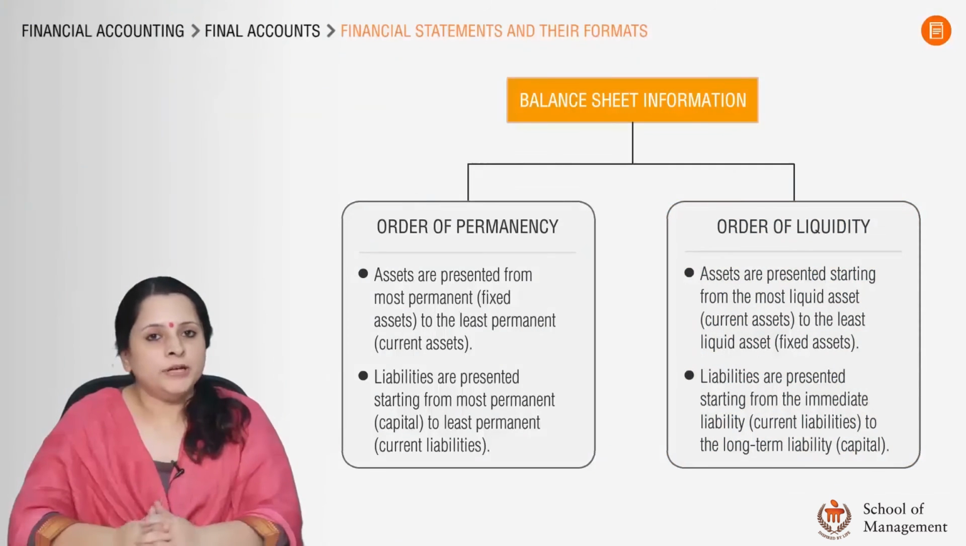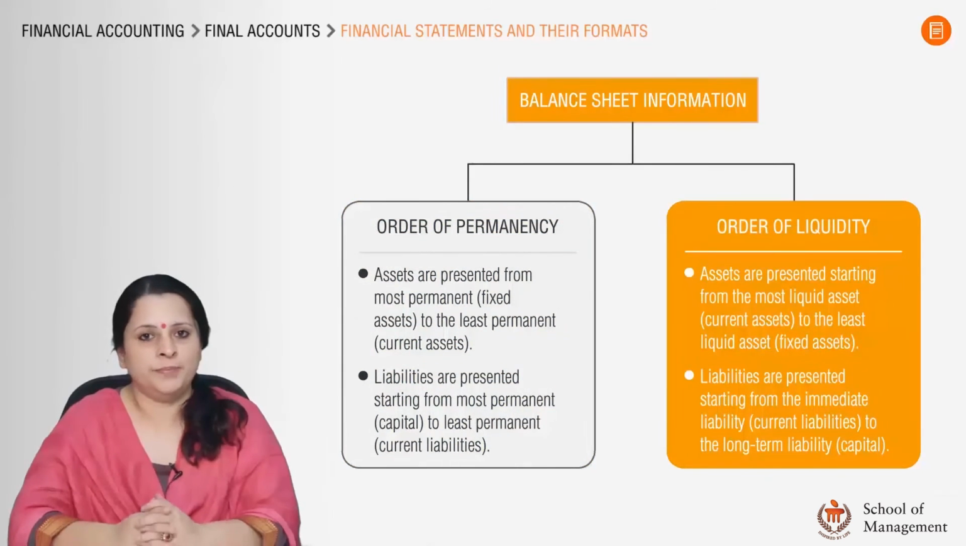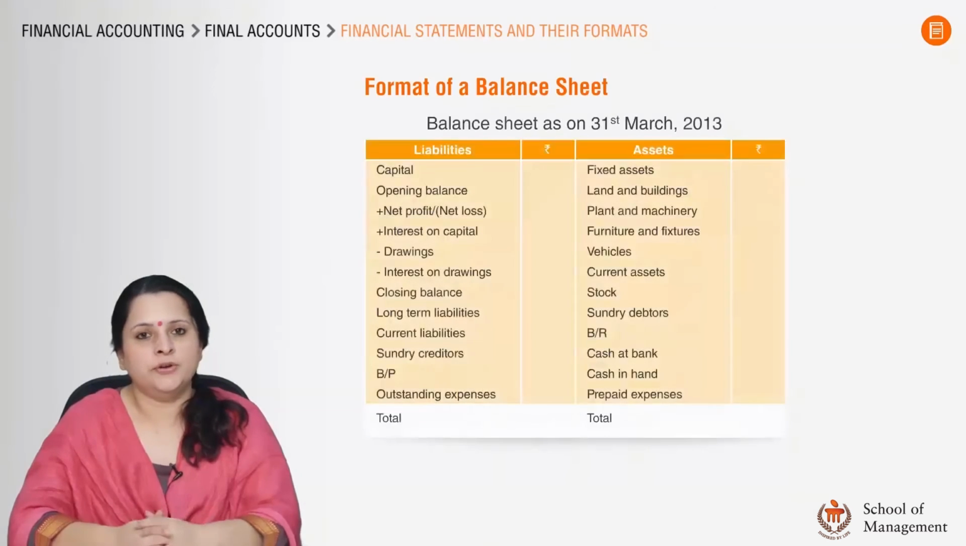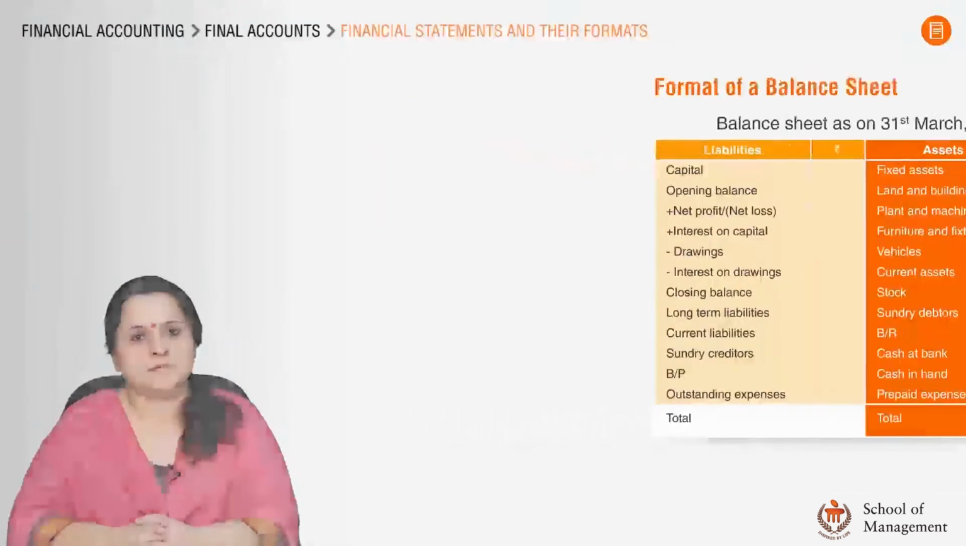Now, sole proprietorship and partnership firms can follow either the order of permanency or order of liquidity while preparing the balance sheet. A balance sheet format prepared as per order of permanency is shown on your screen. Remember, the total in the liability side should always tally with the total of the asset side.